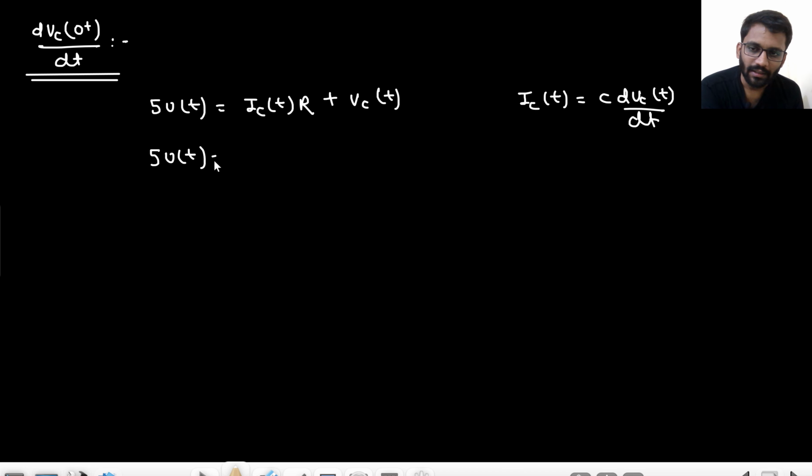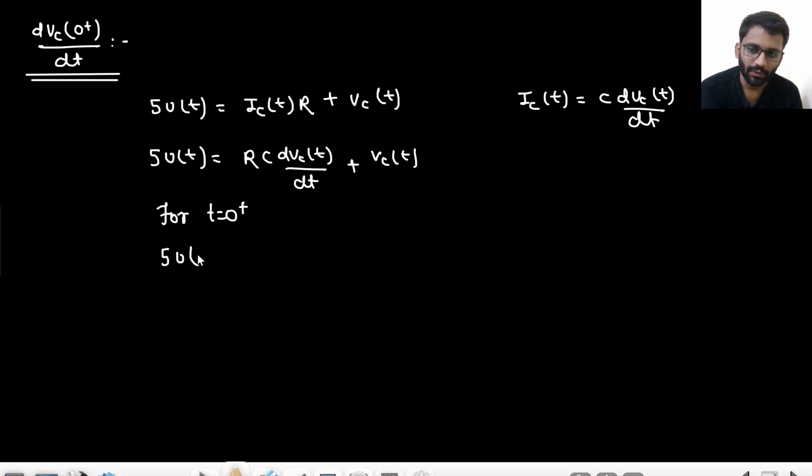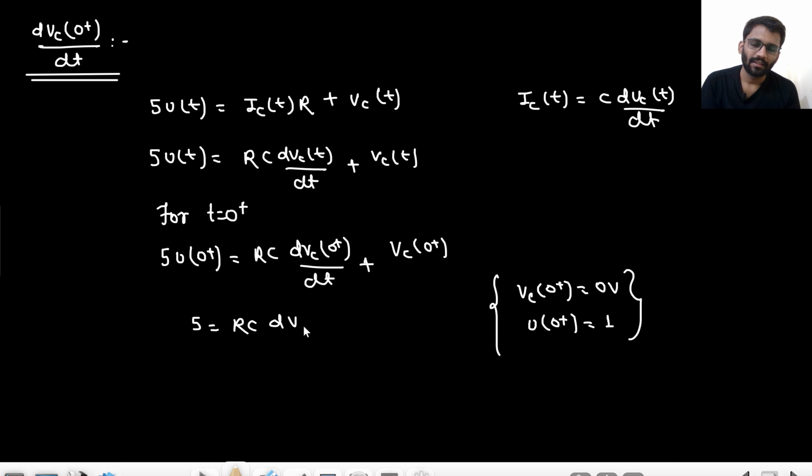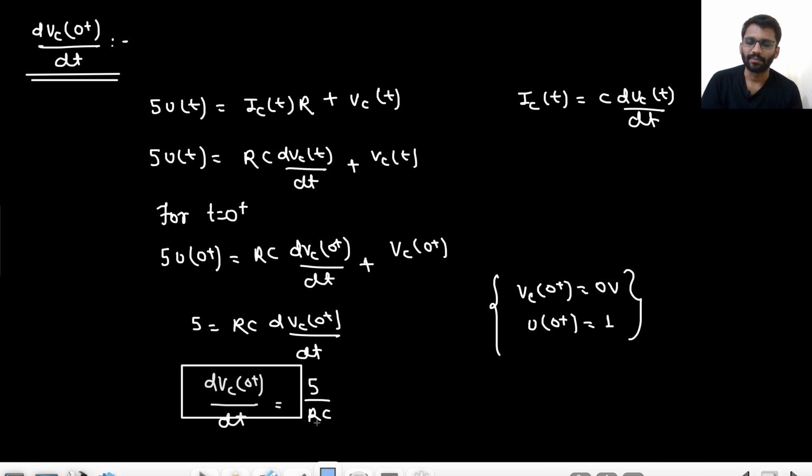So 5 u(t) is equals to RC dVc/dt plus Vc. Now I don't even need to differentiate, right? Because I already have this term. It's not necessary that every time you will be differentiating. For t equals to 0 plus: 5 u(0+) equals RC dVc(0+)/dt plus Vc(0+). What is the value of Vc(0+)? It is 0 volt only, right? The initial voltage at the capacitor was 0 only. What is the value of u(0+)? That is 1, right? So it would be 5 equals RC dVc(0+)/dt. So the value of dVc(0+)/dt would be 5 by RC. Okay, so this is my final answer.